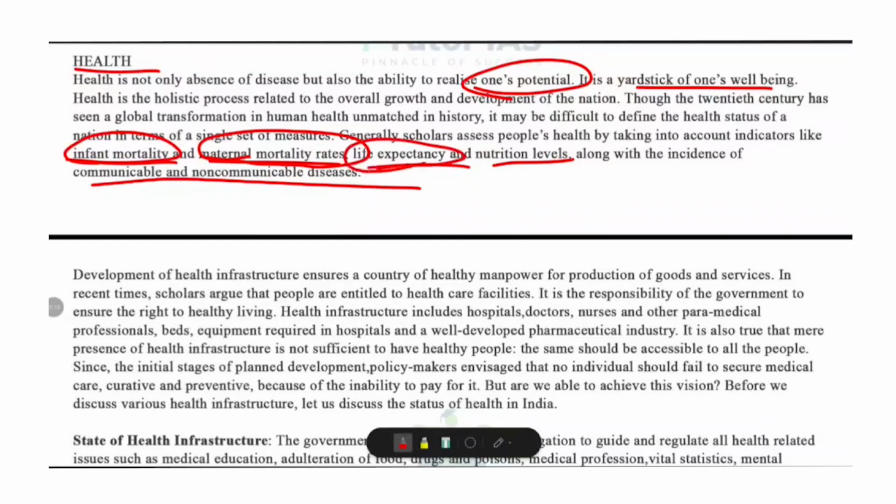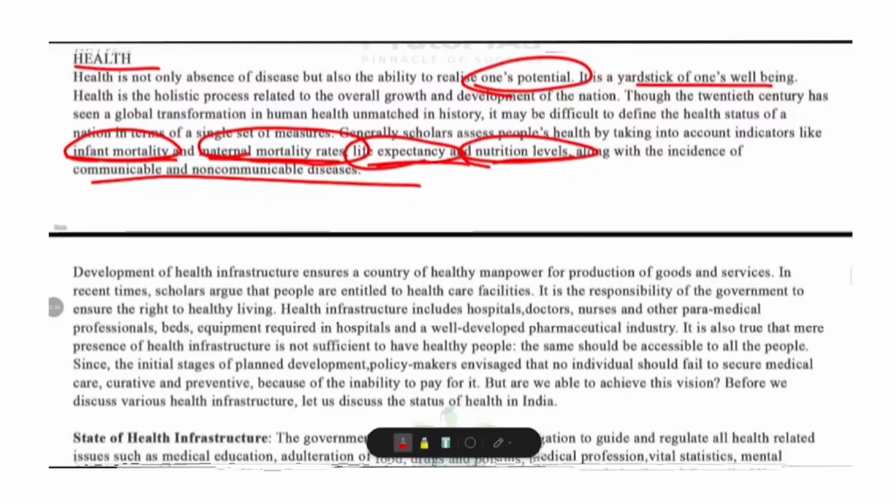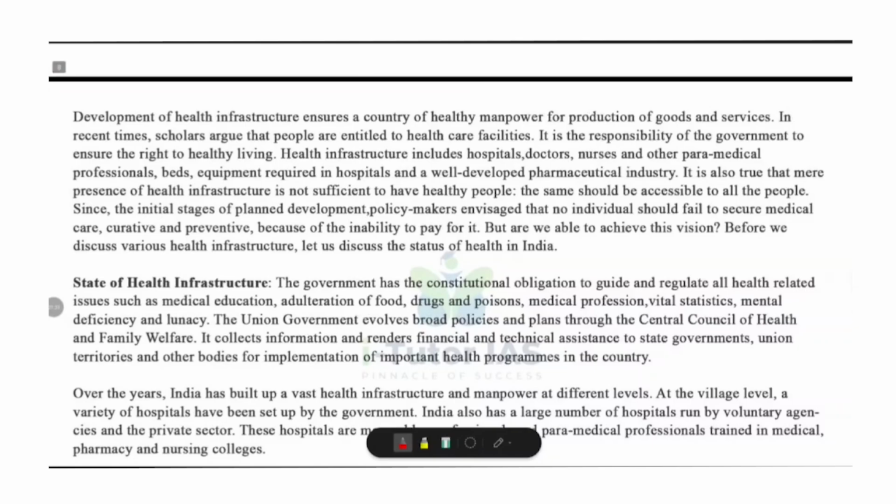Then life expectancy means the average number of years a person is expected to live. Nutritional level means the prevalence of malnutrition and undernourishment. Disease incidence means both communicable, that is infectious, and non-communicable diseases. Now let's look at the significance and components of health infrastructure.